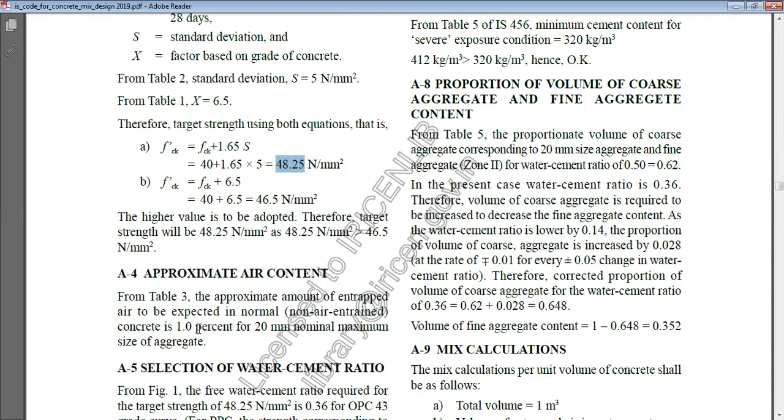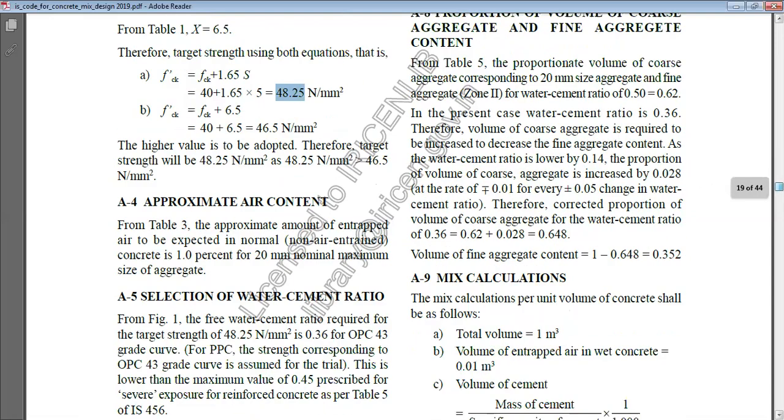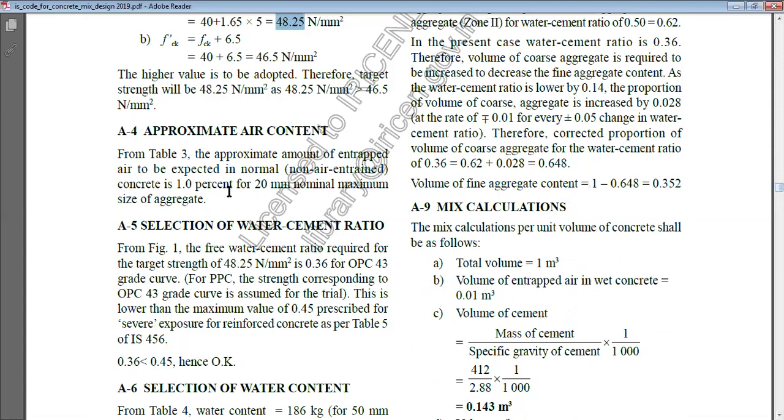Okay. Next, table number 3 will give the air content. So some air proportions will be given. They have given it for a 20 mm nominal aggregate. For 20 mm aggregate, we are taking 1% of air to be present in concrete. So taking 1 cubic meter of concrete, in 1 cubic meter, 1% of air content will be there.